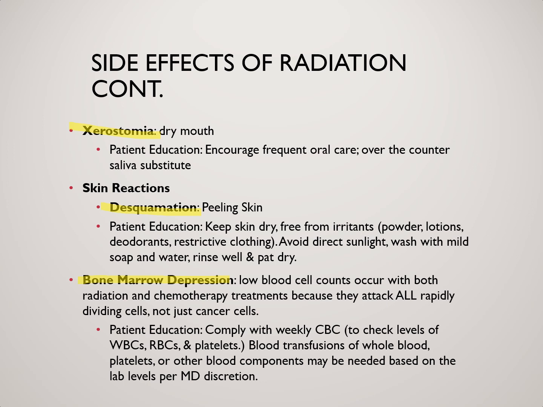Bone marrow depression. This is a biggie, and we'll talk about this again when we get to the side effects of chemo. Bone marrow depression means low blood cell counts that occur with both radiation and chemo, because radiation and chemo attack all rapidly dividing cells, not just cancer cells. So they're also attacking our blood cells.